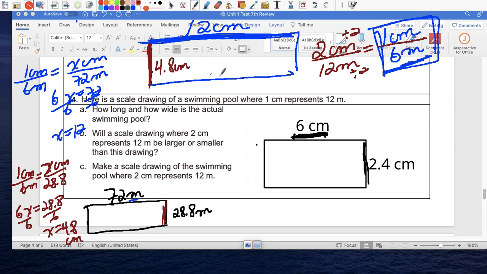So look at his scale, 1 centimeter to 6 meters. My original scale was 1 centimeter to 12 meters. So notice that for him, the centimeters represent less distance in real life than mine. Therefore, his drawing ends up being a little bit longer, okay, larger. Okay, that's that. You know what to do.